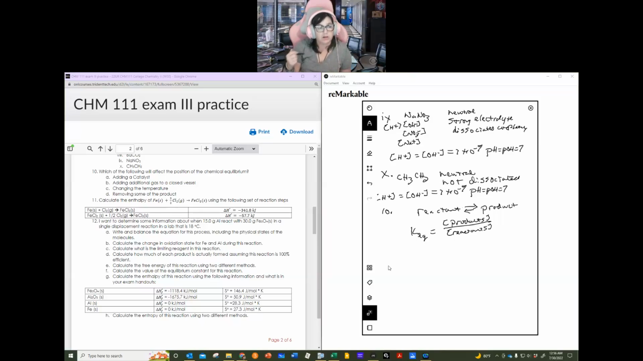And so we want to know which of these things are going to be able to affect the ratio of products to reactants. And does a catalyst affect that? No. A catalyst does not affect what ratio this thing has. What it affects is how fast we get to reactant and product. So a catalyst has no effect.